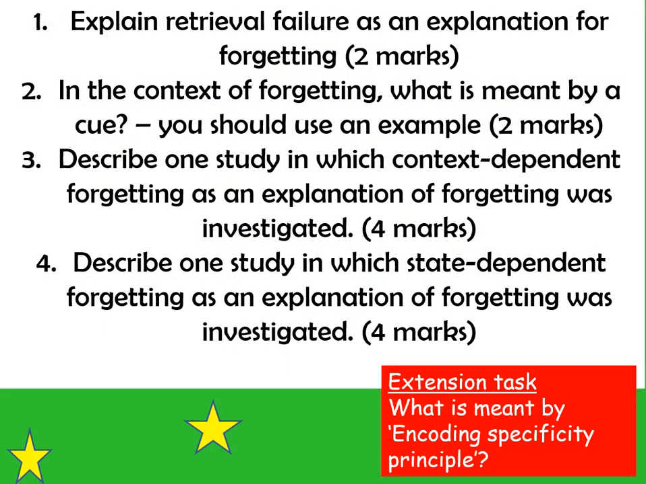So here are some questions that you can carry out just to help yourself with this. Explain retrieval failure as an explanation for forgetting. So obviously you could use state and context dependent there in part of your answer. In the context of forgetting, what is meant by a cue? Use an example. Describe a study for context dependent forgetting, which would be Godden and Baddeley. Describe a study for state dependent forgetting, which would be the one that we've just looked at today.